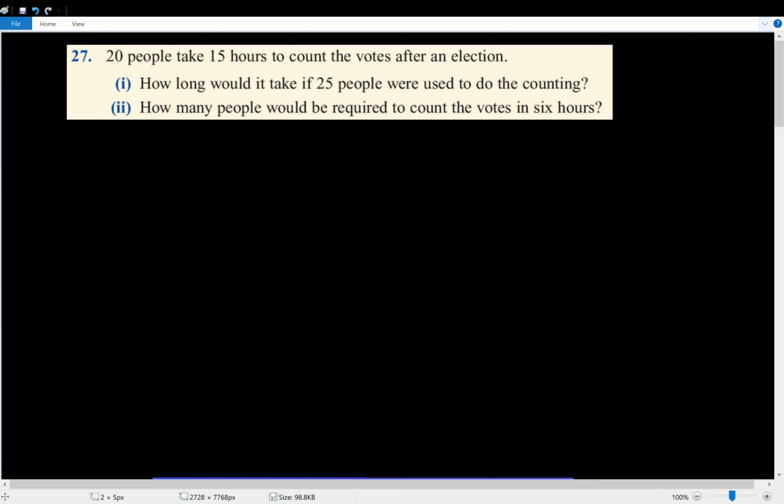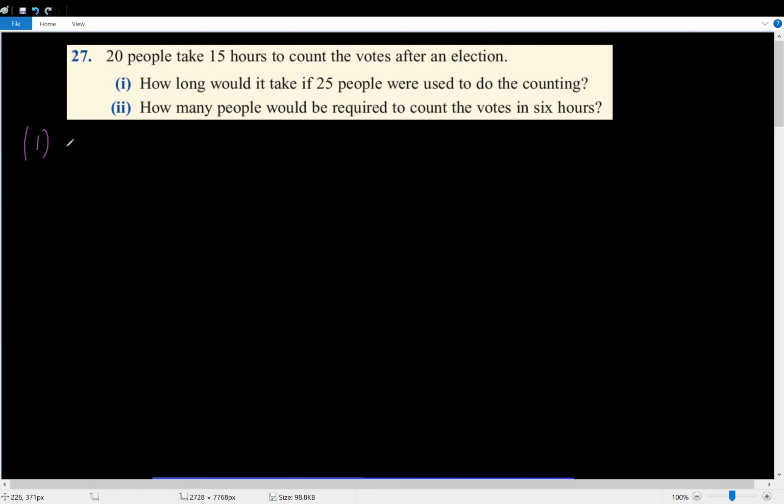This is question 27 in exercise 17.1 in Project Maths 2. 20 people take 15 hours to count the votes after an election. And we're asked how long would it take if 25 people were used to do the counting, and how many people would be required to count the votes in 6 hours. So what we have is an example of inverse proportion rather than direct proportion. And I'll see what this means now.